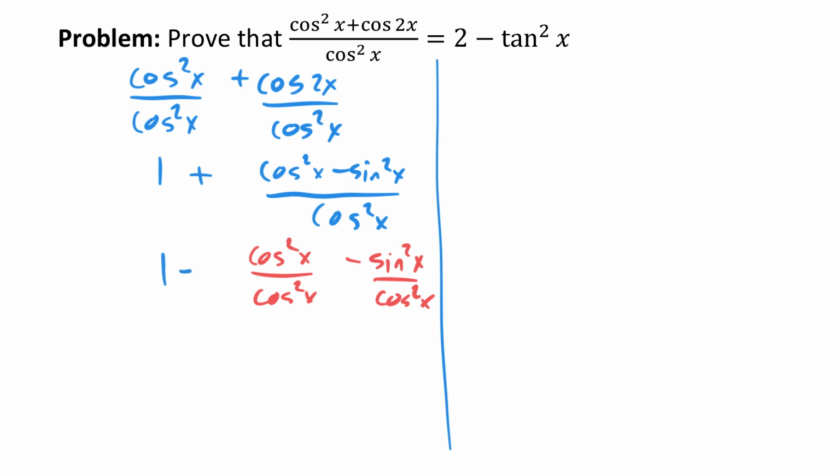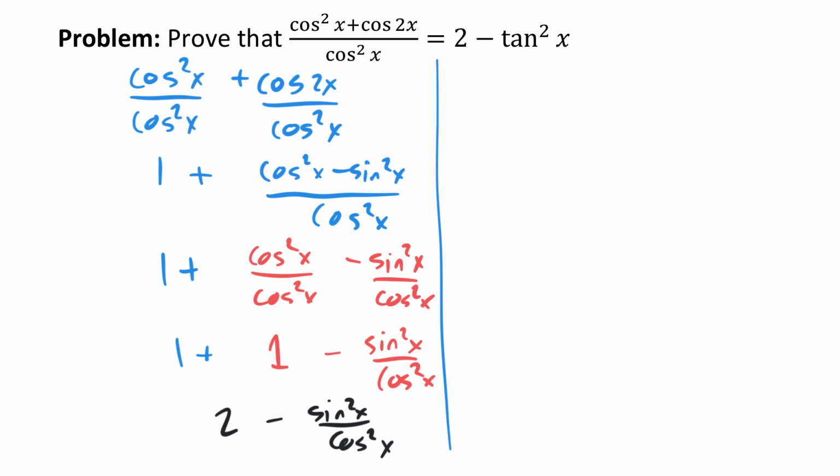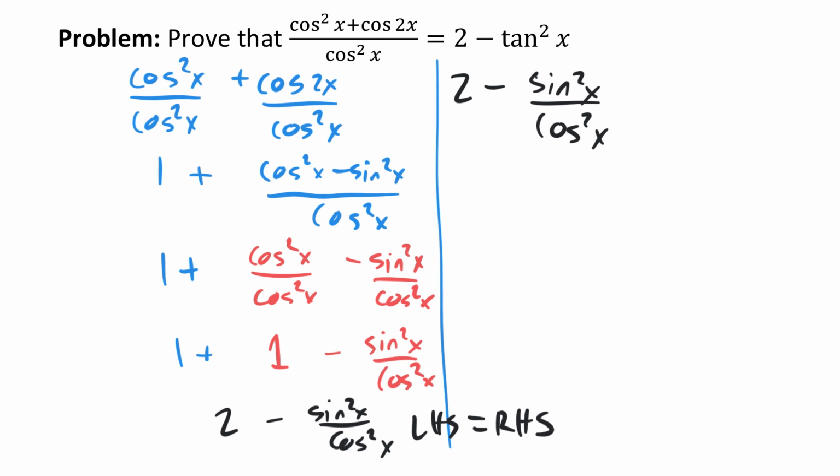And don't forget about that 1 we had over here. Now we can turn that cos squared over cos squared into a 1. We got another 1 over here. And maybe I'll just leave this as a sine squared over cos squared just for right now. Now 1 plus 1 is 2. So I have 2 minus sine squared over cos squared. And over here, I have 2 minus tan squared, which we could write as sine squared over cos squared. All right. Left-hand side equals right-hand side, and we're good to go.